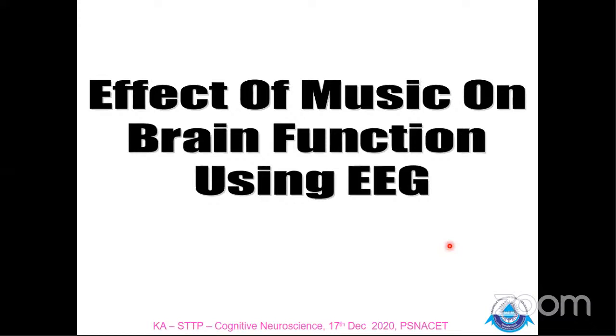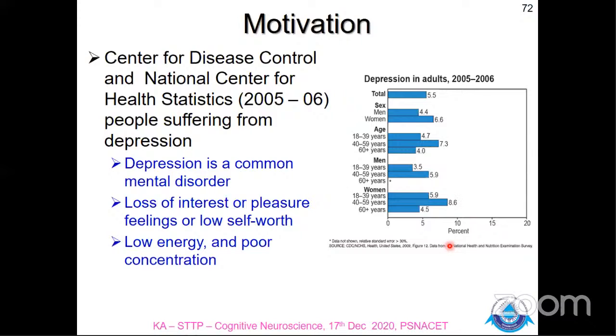This one: the effect of music on brain function using EEG. You can consider EEG, how music can play a role. It can improve working memory and cognitive performance. We don't know the in-depth functions. Nowadays, most people suffer from depression, anxiety and so on. This slide shows how important our work is. Music can be used as a therapy.